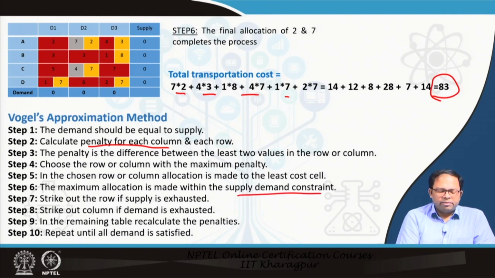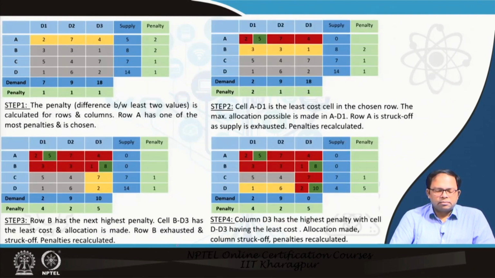This part is the same. When either the row supply is exhausted or the demand of the column is exhausted, then that row is struck off, and for the remaining table we recalculate the penalties. And we will repeat this until all demand is satisfied. So the only thing is we will consider penalties. So let's first calculate the penalty.